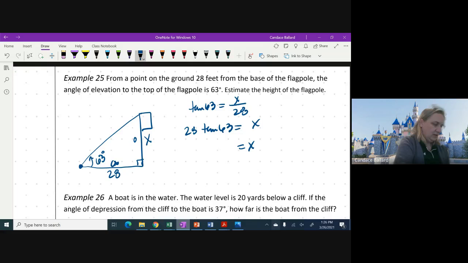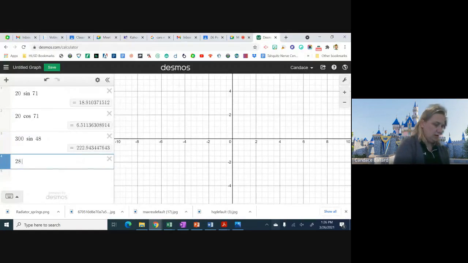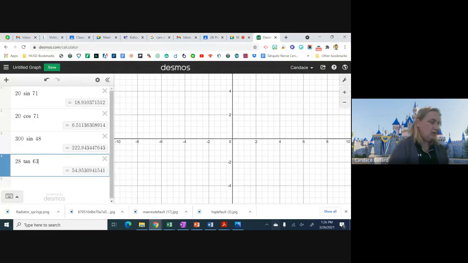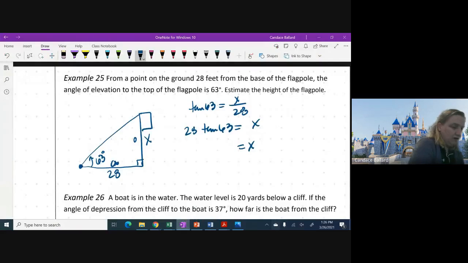Okay, let's see, calculator. So 28 times the tangent of 63. So that would be 54.953. I'm not sure we have a 54-foot flagpole at Topwoods. That seems like a lot of feet for a flagpole. This is how you can tell, Mrs. Bell, I made up the numbers. So 54.953, and it's still in feet.